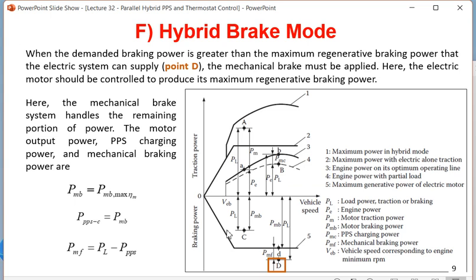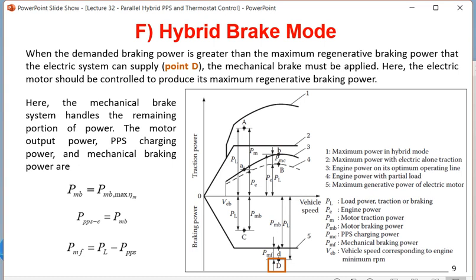So all these 6 different cases of hybrid electric vehicle traction and braking are covered in these 6 modes. In the exam I can ask separately for the 4 traction modes. In that case you don't have to draw the graph below. Or I can ask only for the brake modes. In that case you have to draw only the part below. You don't have to show the traction in that case. So this completes all the 6 modes of hybrid parallel electric vehicle operation.